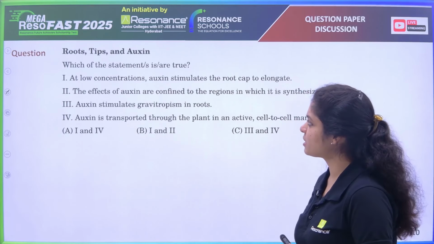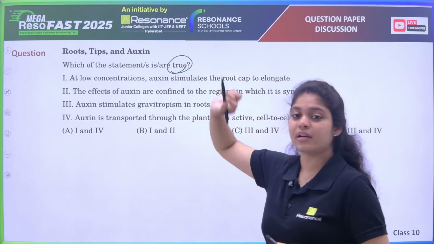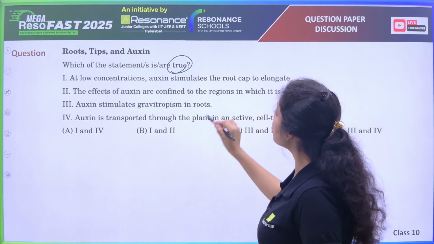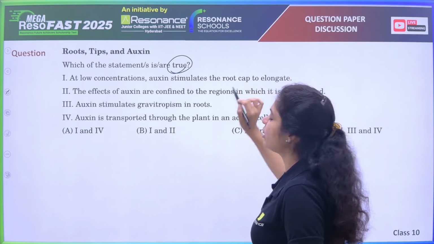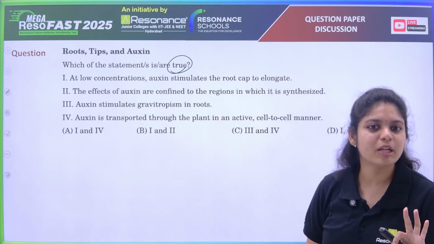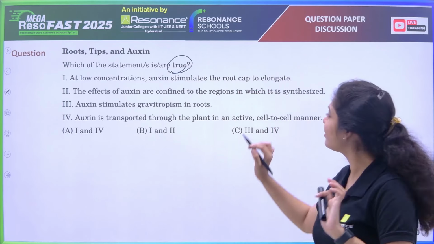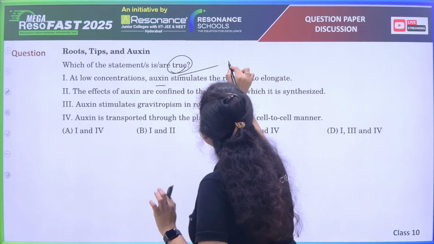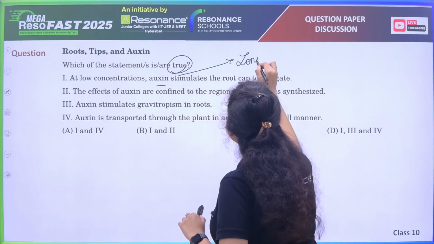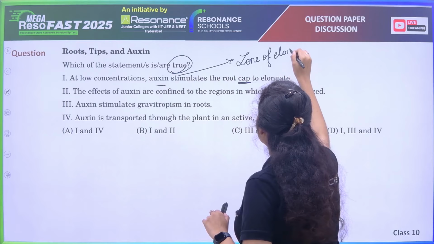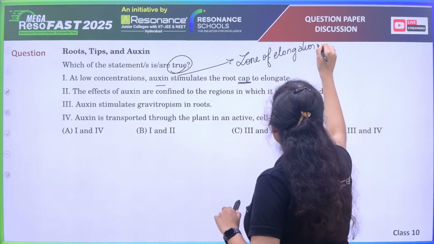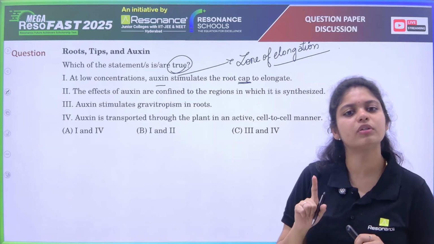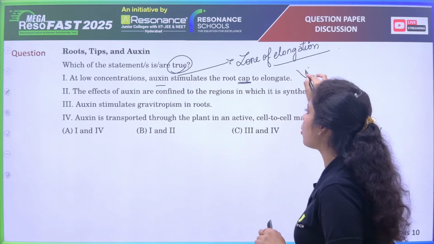Which of the following statements are true? They are asking about the true statements. Statement 1: at low concentration, auxin stimulates the root cap to elongate. Auxin does help in elongation, but the error is in the cap, because auxin usually acts upon the zone of elongation for showing the elongation of the roots. So this would be a wrong statement.